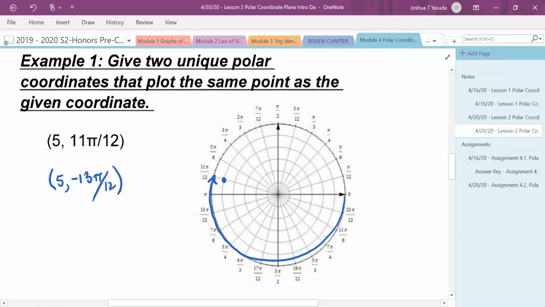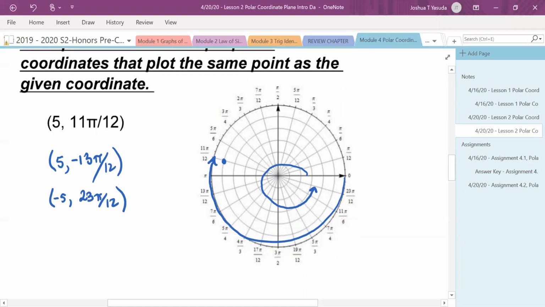Another one we could do is keep the angle positive. We'll go with a positive angle, but then a negative radius, right? If you were over here, the negative radius would cause you to reflect across the pole. So I'm going to go negative 5 comma 23 pi over 12.